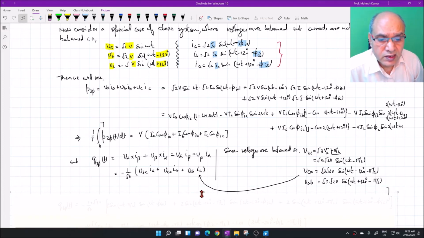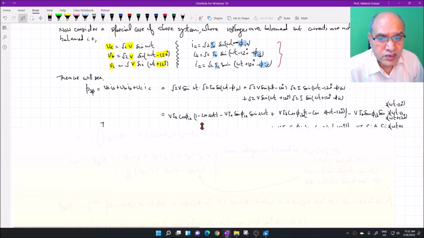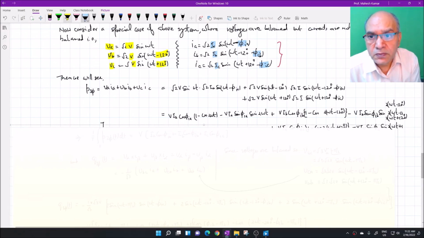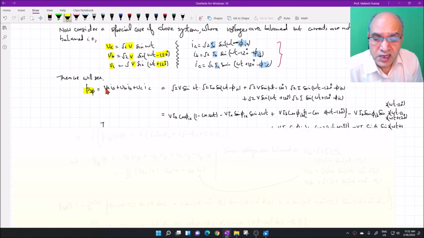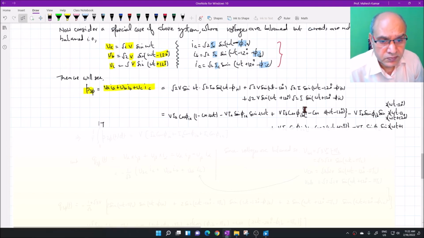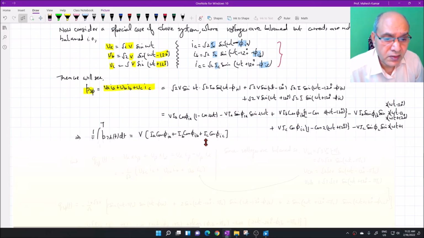So as you can see, for this three-phase system where voltages are balanced and currents are unbalanced, we can first find out the instantaneous power, that is P three-phase, which is the product of each phase voltage and current, and summing them together, that is VA IA plus VB IB plus VC IC. Substitute the values of voltage and currents and simplify them. You can do this very easily, as we have done many times in the class.